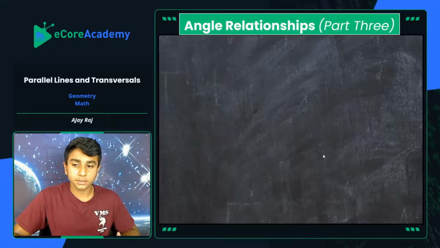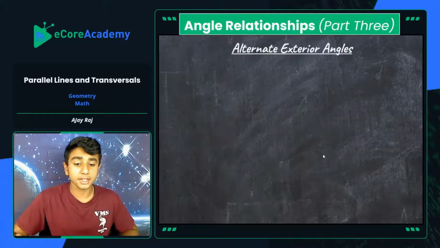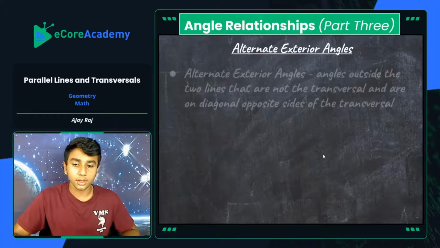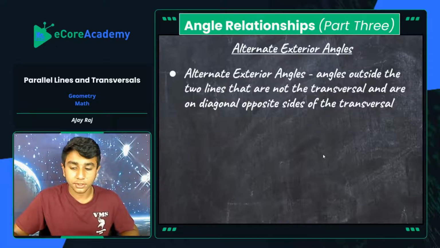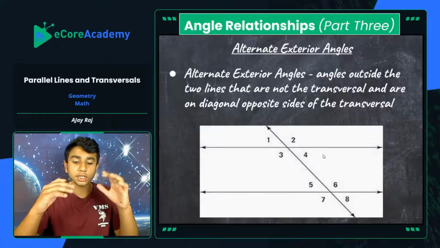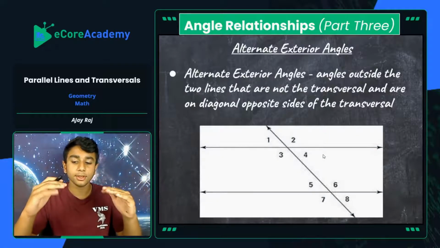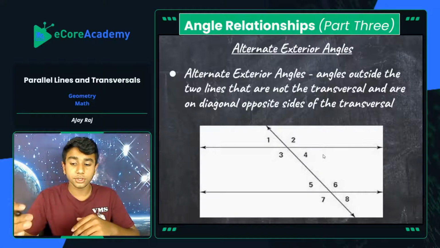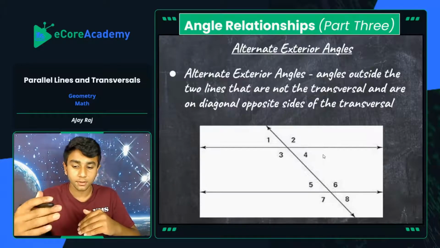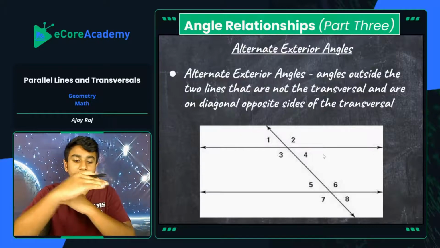For angle relationships part 3, we're going to look at alternate exterior angles, basically the complete opposite of alternate interior angles, as stated in the title. Alternate exterior angles are angles outside the two lines, not the transversal, on diagonal opposite sides of the transversal. We're going to eliminate the interior angles, 3, 4, 5, and 6 in between the parallel lines, and look at the exterior angles: 1, 2, 7, and 8, outside of the sandwich that the lines create.